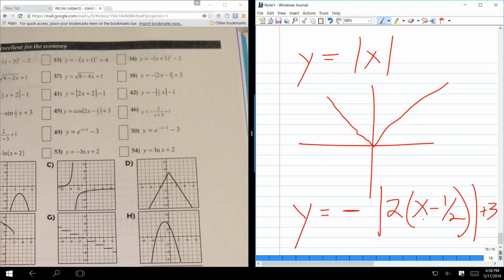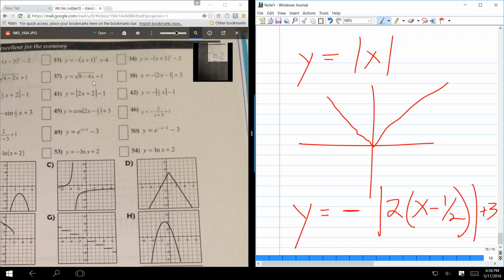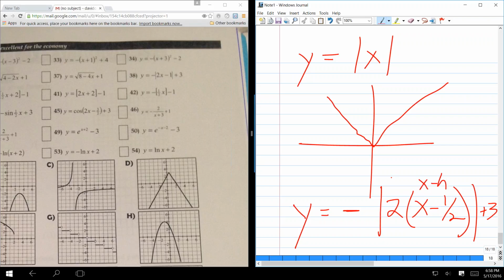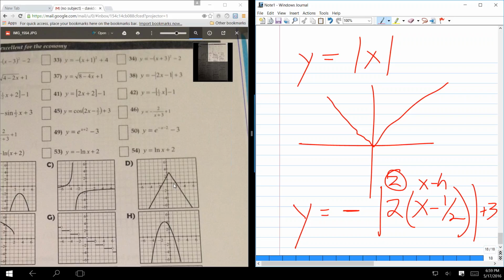This is very similar to what I did on the square root functions also. I factored out a 2 so that I would have my x minus h. That's x minus h right there. There's the horizontal compression factor, and 3 is the vertical shift up by 3. So it certainly looks like D.